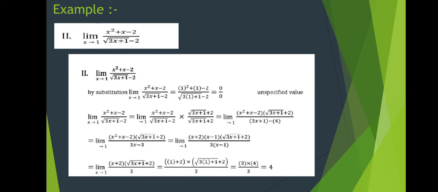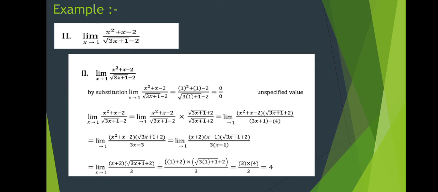لما يكون عندي هنا root يبقى هعمل times what? Yes. أنا هعمل first substitution. يبقى first step أنا هعمل substitution. We get 0 over 0 unspecified value. طب أنا عندي root في الدينومينيتور. يبقى x power 2 plus x minus 2 over root 3x plus 1 minus 2 هعملها times what? Yes. The conjugate of the denominator. فهتبقى root 3x plus 1 plus 2 over root 3x plus 1 plus 2.